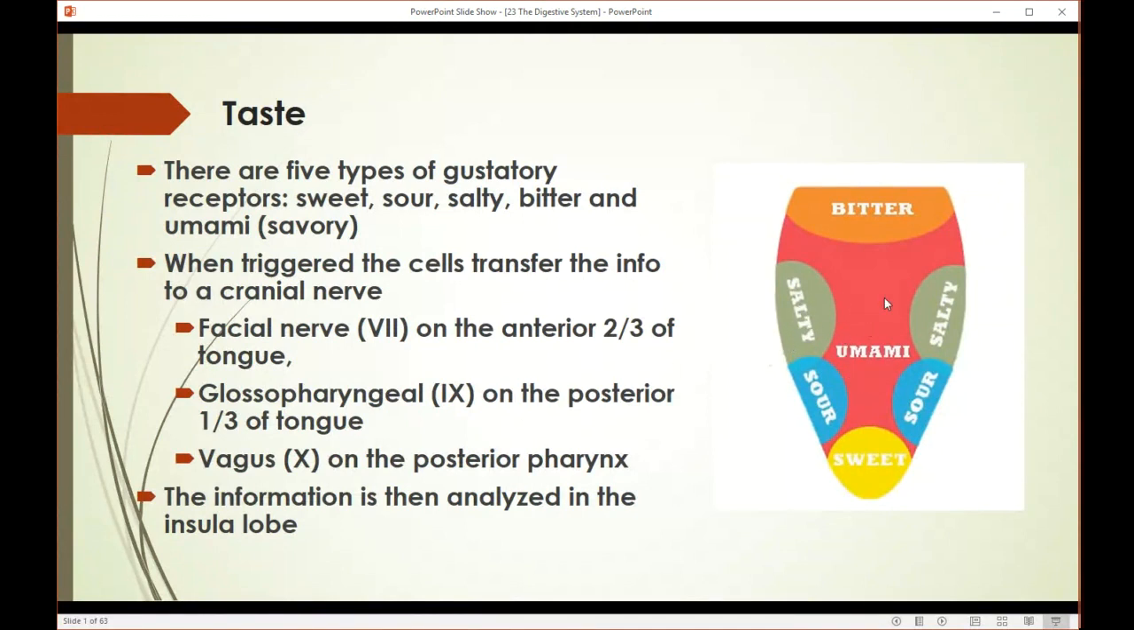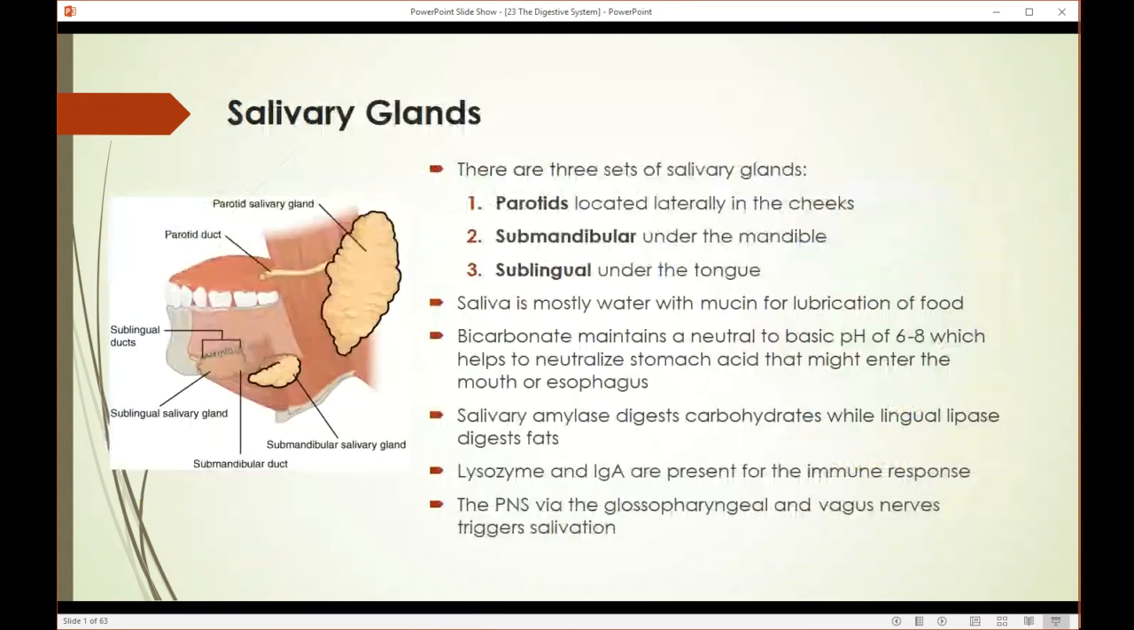So we have osmoreceptors, and they're going to sense that change in the chemicals, and we're going to send the signal. So the facial nerve is going to be for the anterior 2/3 of the tongue, and then the glossopharyngeal is going to act on the posterior 1/3 of the tongue. And then in the back of your throat, we have the vagus nerve, which is going to be our posterior pharynx. So these are all of your cranial nerves. Hopefully you remember those from Anatomy 1. And then that information is going to be analyzed within our insula lobe of the brain.